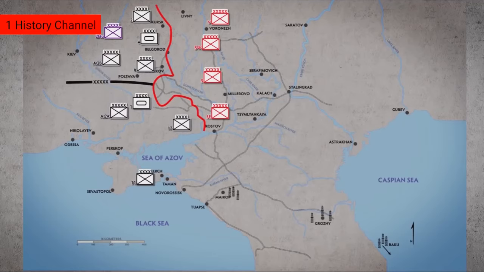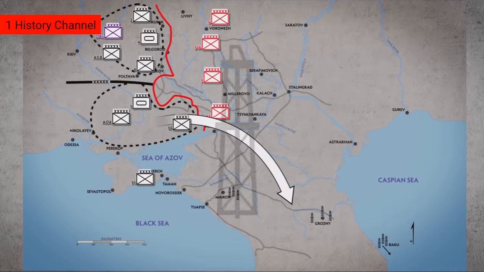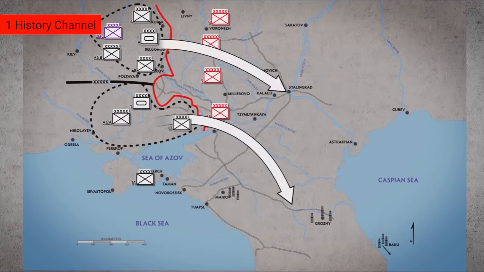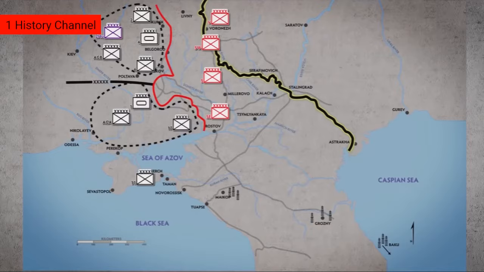The German summer offensive would be carried out by Army Group South, which was split into two. Army Group A had the main objective of advancing into the Caucasus and capturing the oil fields. Army Group B had as its main objectives the conquest of Stalingrad and, at the same time, protecting the flank of Army Group A, which should take over the oil fields from Baku in the Caucasus.